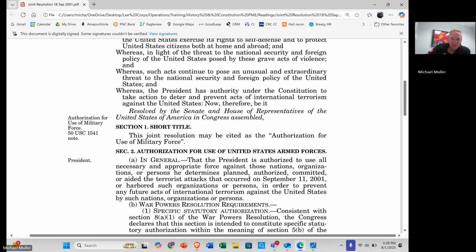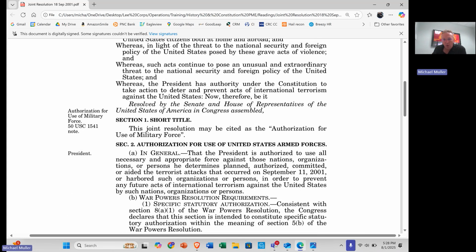That the president, now notice this, the president is authorized to use all necessary and appropriate force against those nations, organizations, or persons he determines planned, authorized, committed, or aided the terrorist attacks that occurred on September 11, 2001, or harbored, and so on it goes.